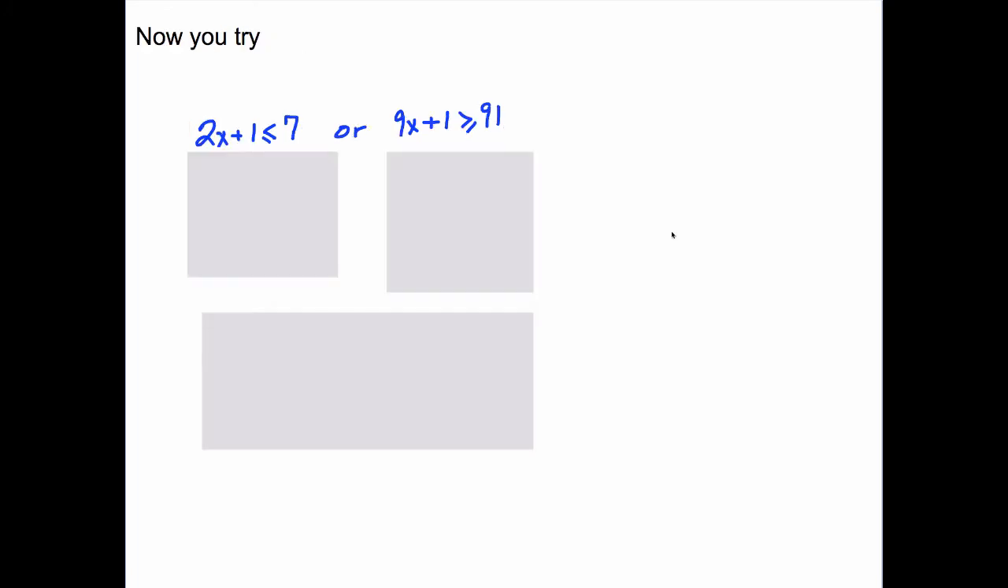Now I'd like you to try this problem. 2x plus 1 is less than or equal to 7, or 9x plus 1 is greater than or equal to 91. Remember, solve them separately, join the results by or, and then graph it on a number line. Stop the video and restart it when you're done.